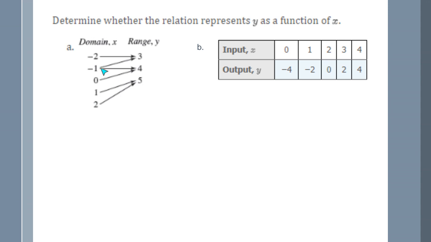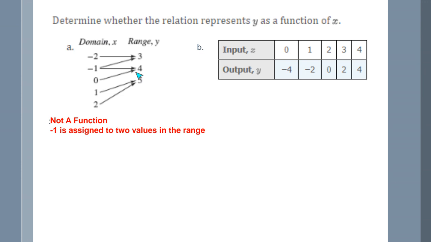As soon as you see that happen, it makes this not be a function. Okay. 0 goes to one thing, 1 goes to number 5, which is only one thing, and 2 goes to just one thing. Even though 1 and 2 are going to the same item in the range, that's okay. The only time that it's not okay is if -1 goes to two different numbers in the range. Okay. So for that reason, let me just keep going here. For that reason, this is not a function because -1 is going to two different values.